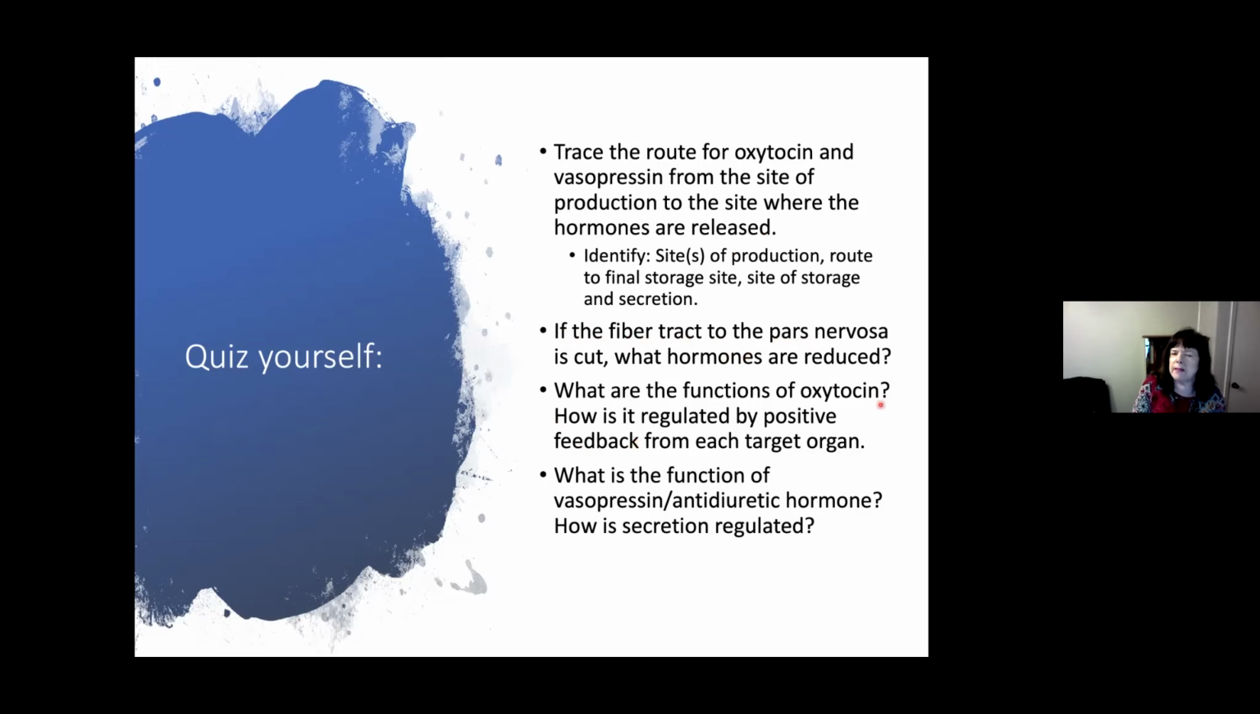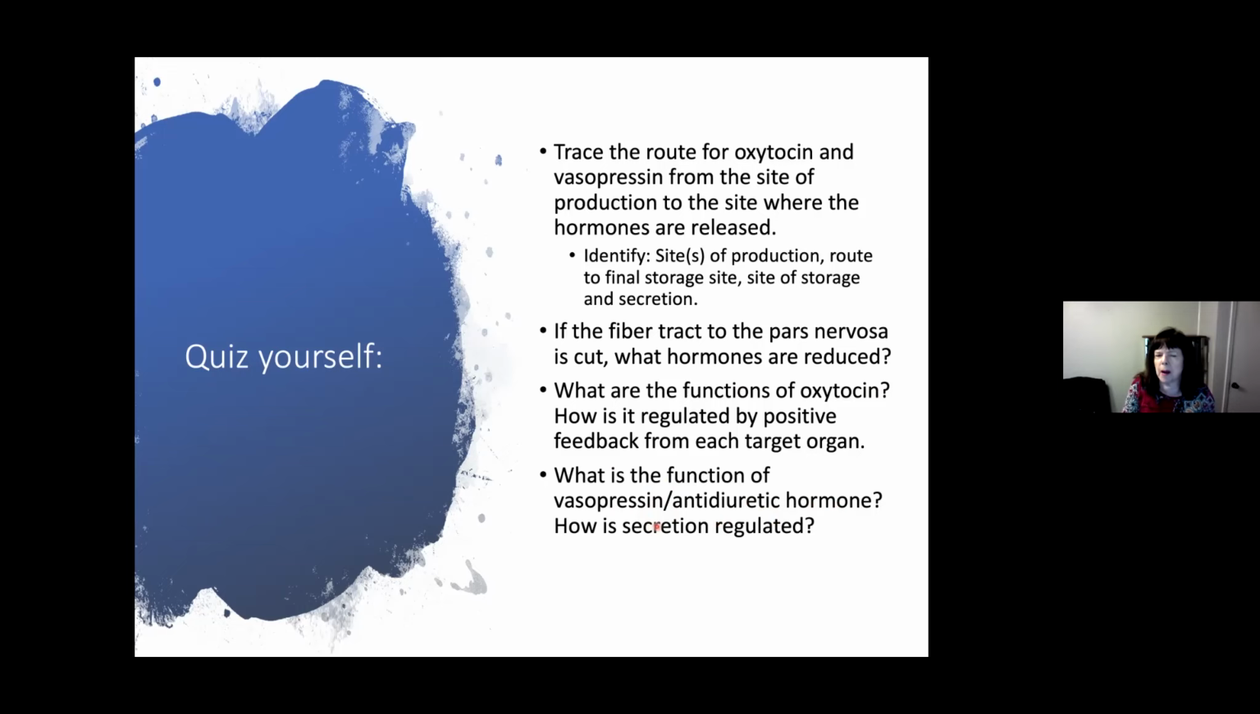And then define the function of oxytocin and its positive feedback regulation. So don't forget that it works on both these myoepithelial cells in the mammary gland as well as the uterus. And then the function of vasopressin or antidiuretic hormone.